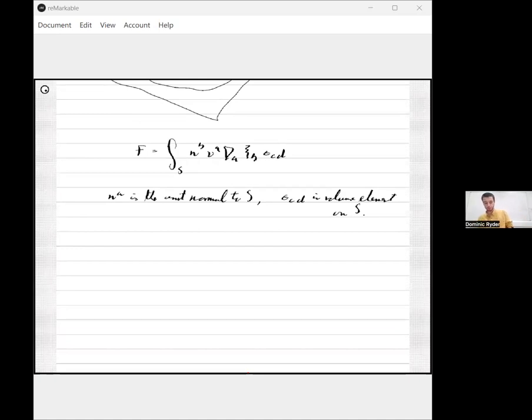By Killing's equation, nabla_A xi_B again is antisymmetric, and so we can throw away the symmetric part of N^B V^A because that's going to be 0. And we just have the antisymmetric part of V^A N^B antisymmetrized over the indices. And let's define capital N^AB as a 2-0 tensor as 2 times that quantity, and that's going to be the unit tensor normal to S.